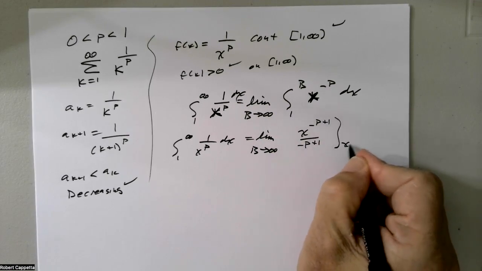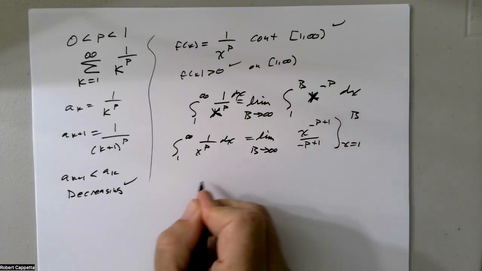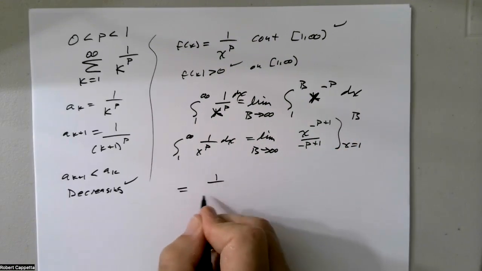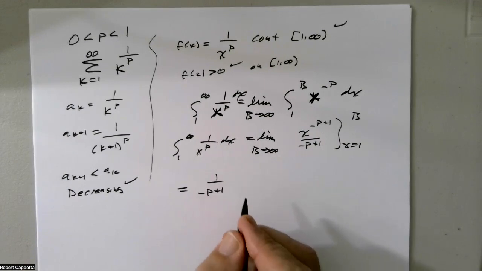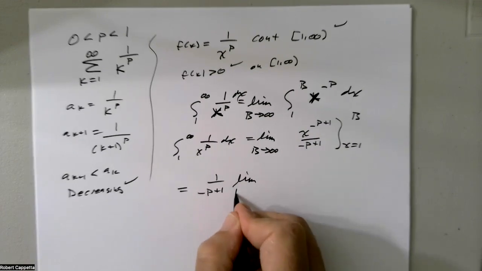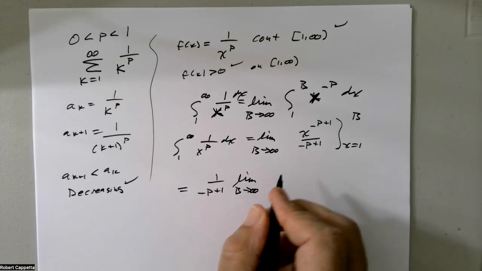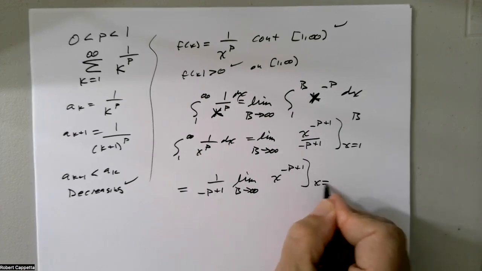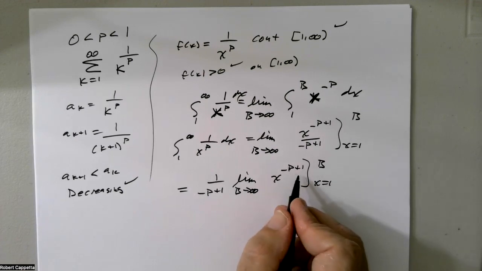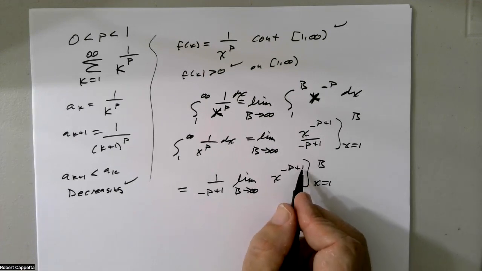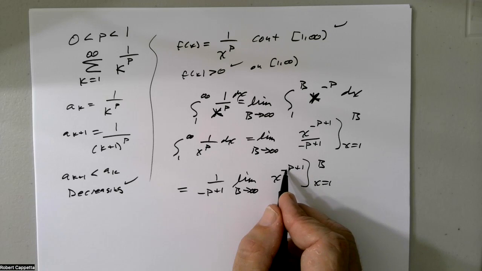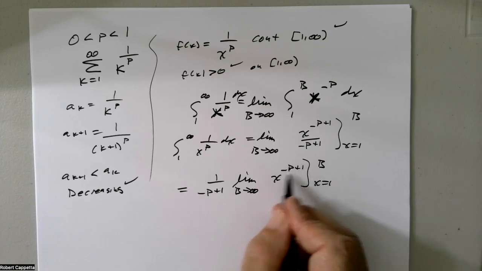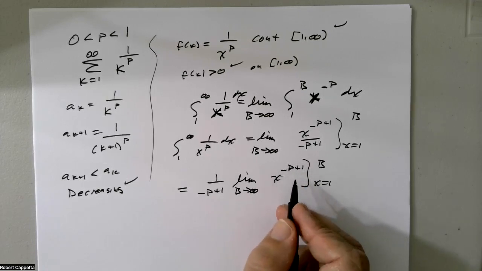Evaluated as x goes from 1 to b. So that integral is 1 over negative p plus 1, and the limit as b goes to infinity of x to the negative p plus 1, evaluated as x goes from 1 to b. Now, p is between 0 and 1. 1 minus a number less than that is going to be a positive number. This is a positive number.